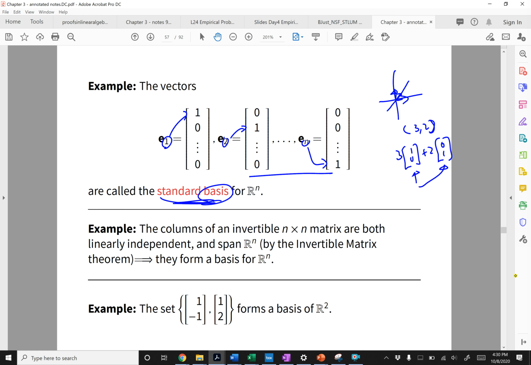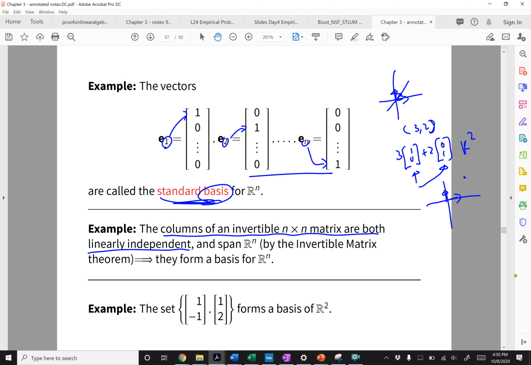So if we have 2 of these for R squared, the 1, 0 and the 0, 1 vector, that is a basis. That's enough. Any coordinate you give me in this plane, I can get there with just those 2 vectors. So that's one example.